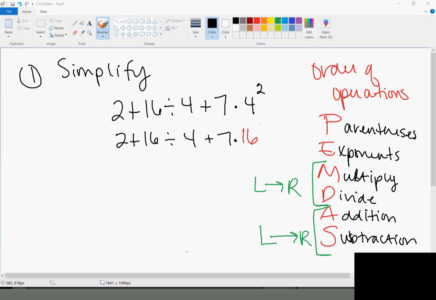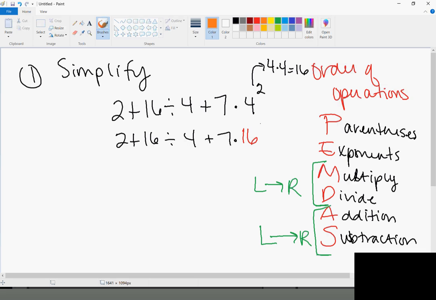Anyway, all right, so no more exponents. And remember, 4 squared is the same thing as 4 times 4, which is 16. Okay, so next we have multiplication and division. Again, it's based on what you see from left to right.